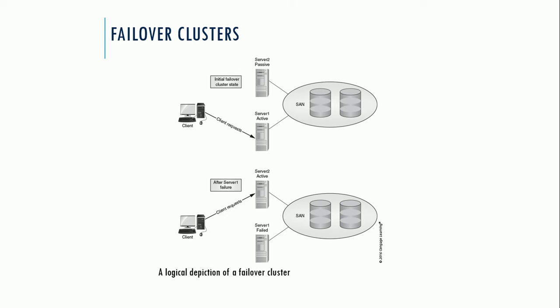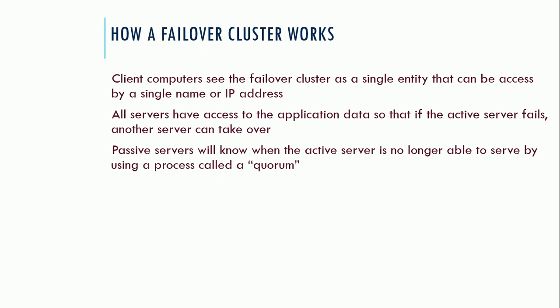So again, you can do this with an appliance as well. So it's important to keep that in mind. This is not the only option. So basically the way that the failover cluster works is the client computers can see the failover cluster as a single entity, just like we did with network load balancing. So they have a single virtual IP address and a single FQDN to access them.